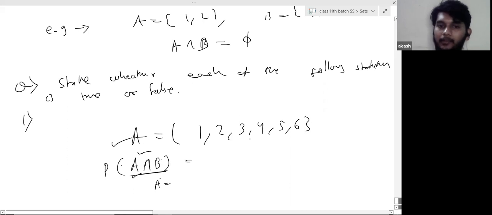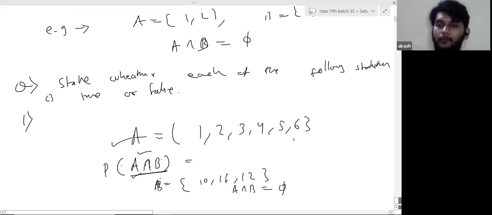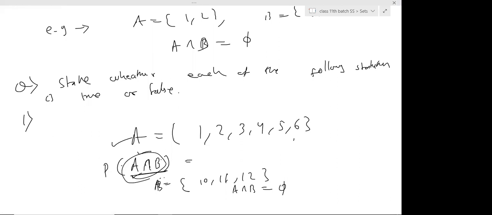If you have a set A, this 1 to 6, and B were 10, 11 and 12. Now we have A intersection B empty, right? So if you throw a dice, there is no way that these two will occur together. Is it clear now? Yes, sir. So this is the importance of disjoint sets. If you can figure out that these two sets are disjoint, that means you can figure out all the things related to the intersection of these sets. All right? I hope this was clear.